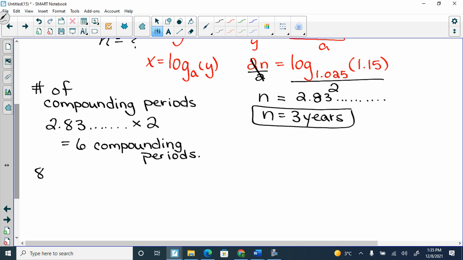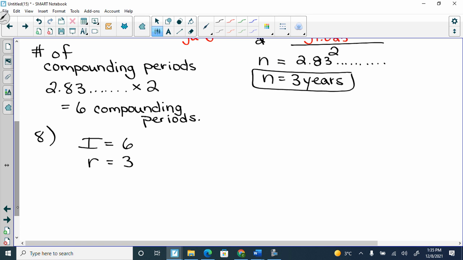Number 8. Kyla placed 6 bacterial cells, so I is 6, into a petri dish. The bacteria triple, so that's 3, every 30 minutes. Is that P or T? Every 30 minutes it's tripling, it's tripling, it's tripling. It's P because it's the period, right? Every 30 minutes this baby's tripling. So that is P. How long to the nearest minute, so T, will it take for there to be at least 5,000 bacteria?